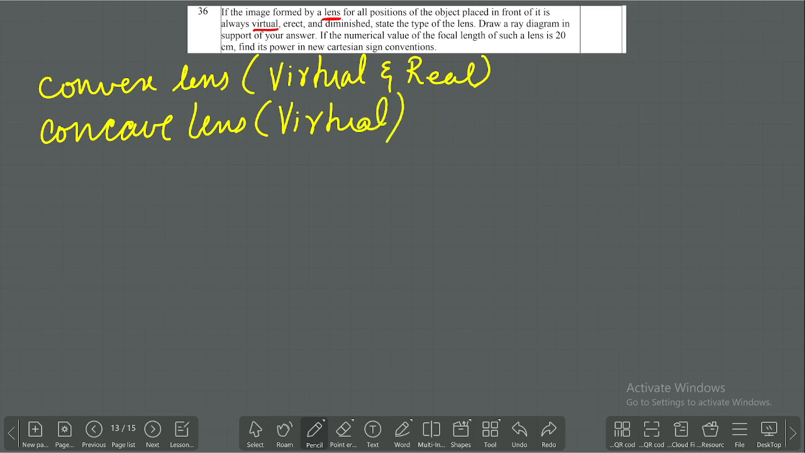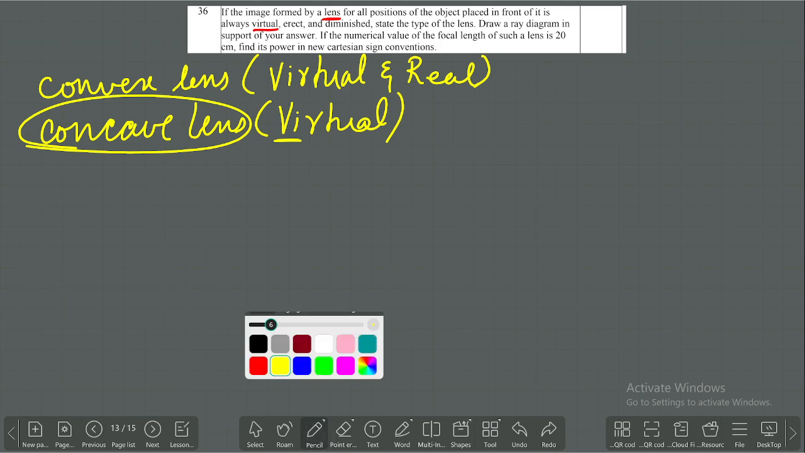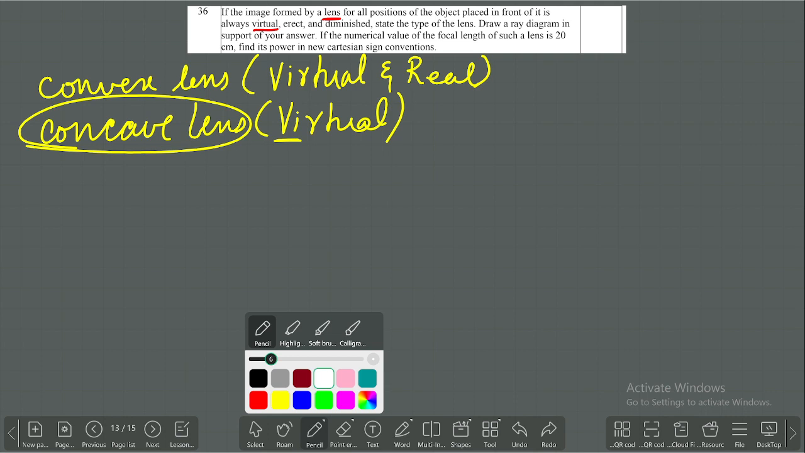Now come to the question again. If the image formed by a lens for all positions of the object placed in front of it is always virtual, in that sense we can confirm that the nature of the lens you are using is concave. So draw a ray diagram to support your answer. So what type of lens did we say? We said it is a concave lens.